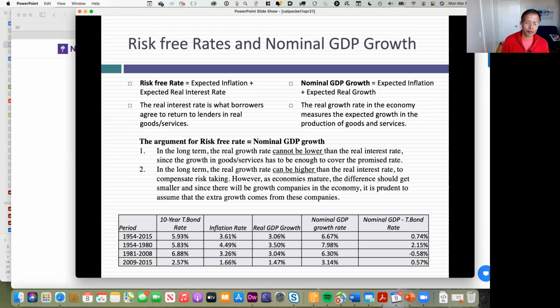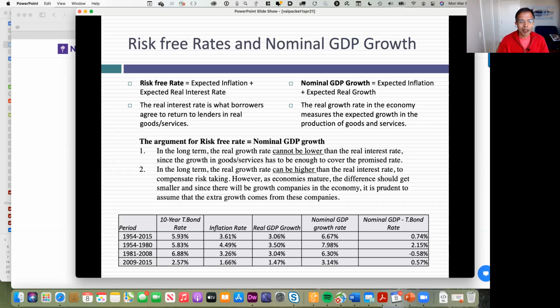You know why I talk in terms of apples? Because real interest rates are in terms of goods and services. You borrow 100 items, you have to return 100. Trust me, I'm going somewhere with this. If you have a 2% real interest rate, you need a real growth rate of at least 2%.